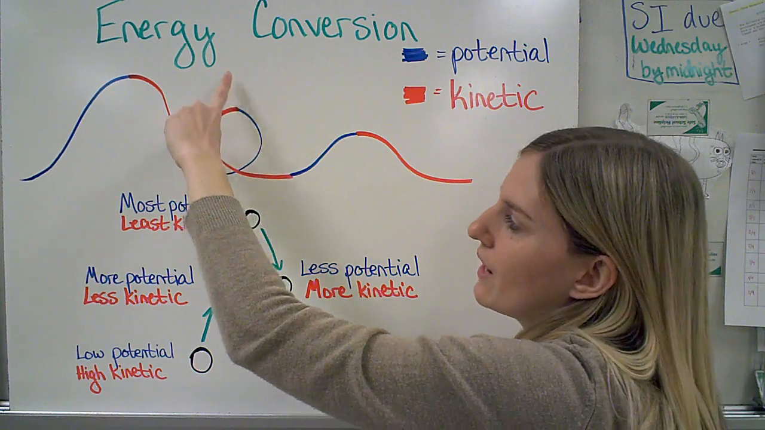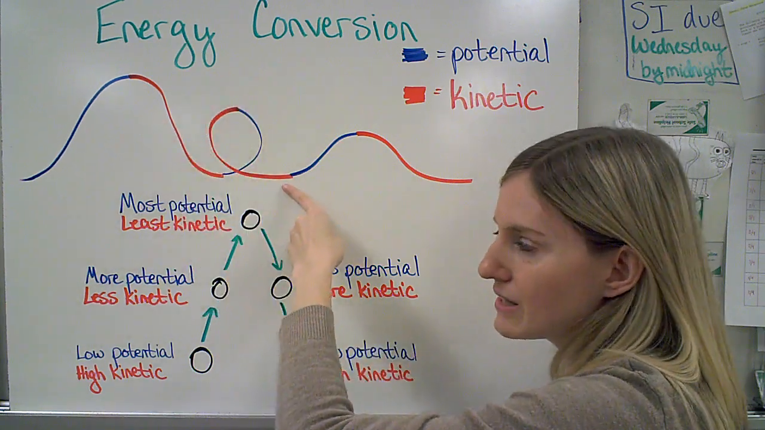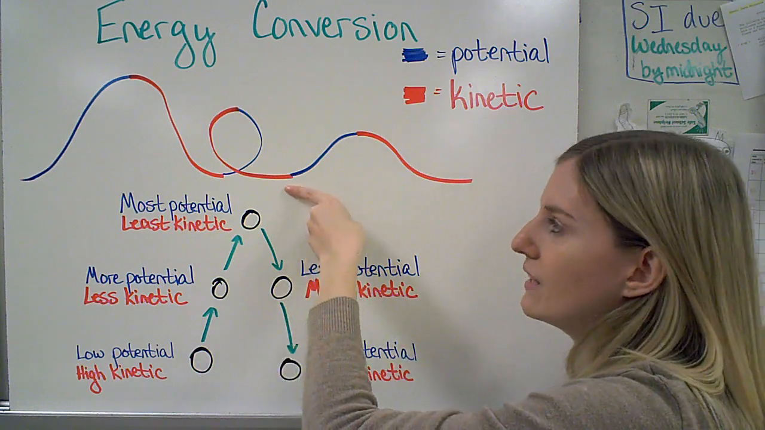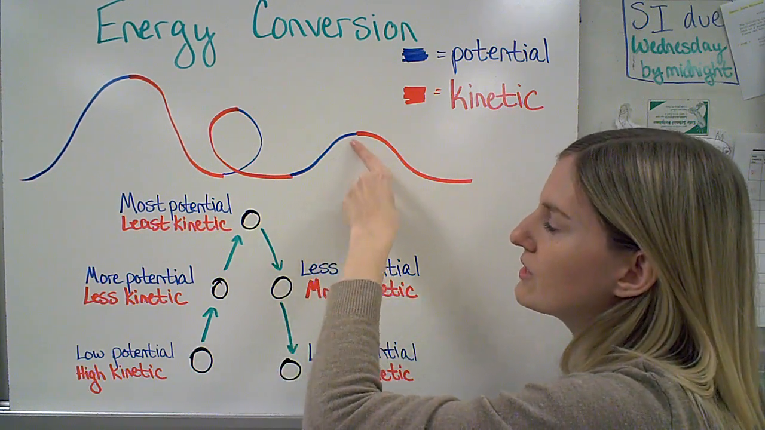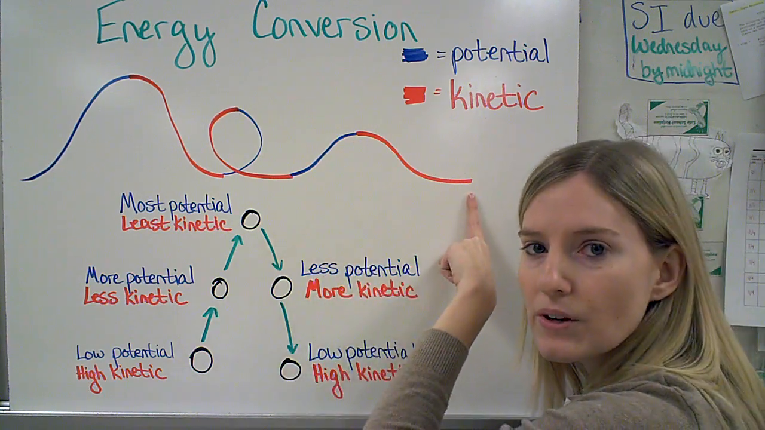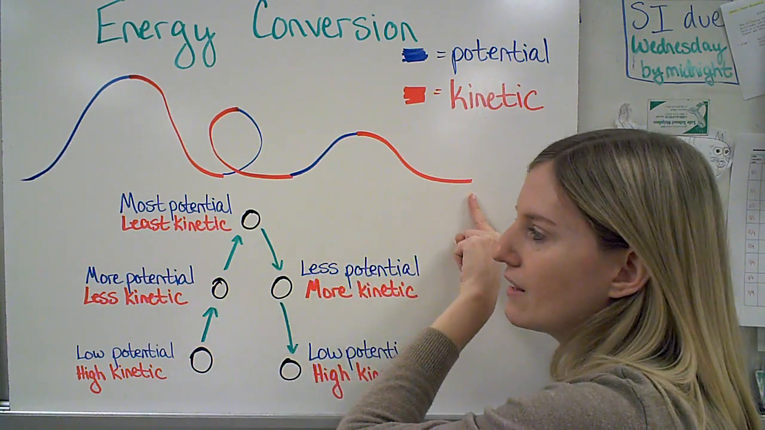And then when I come down, I'm increasing my kinetic energy because I'm increasing my velocity again. As I come up to the next hill, I increase potential energy because I'm increasing height. And then I increase my kinetic energy because I'm going faster again coming out of that hill.